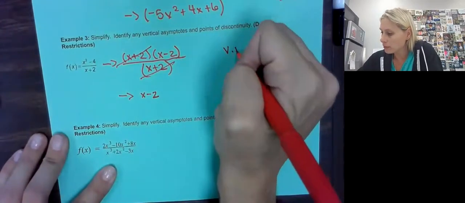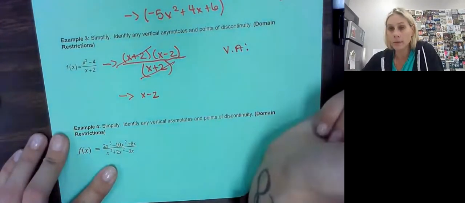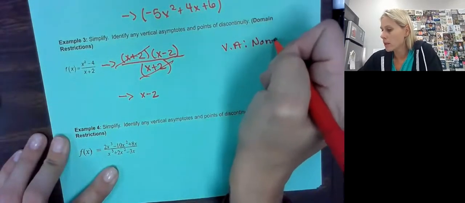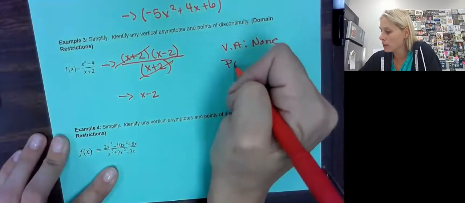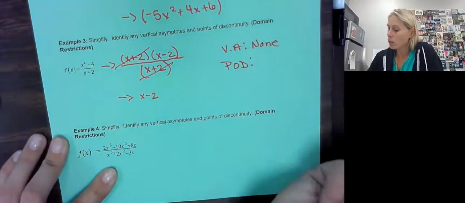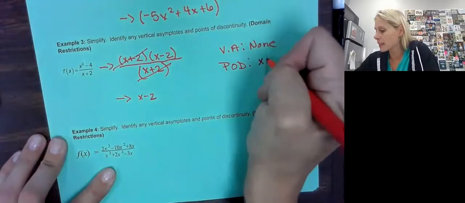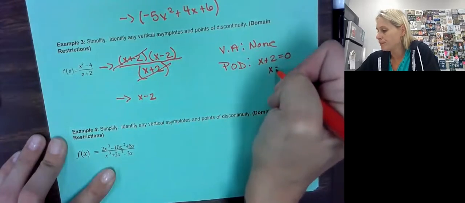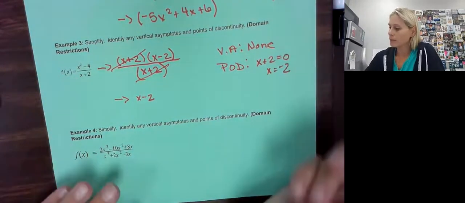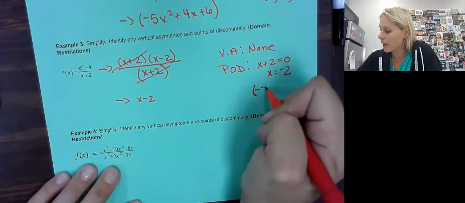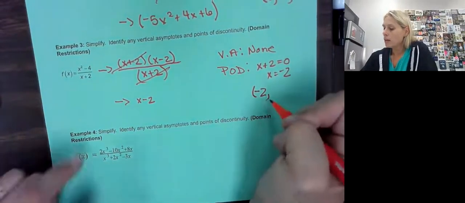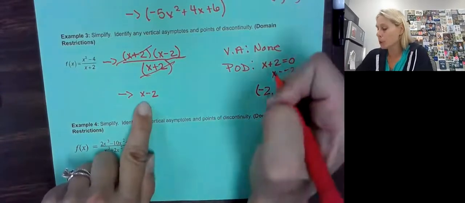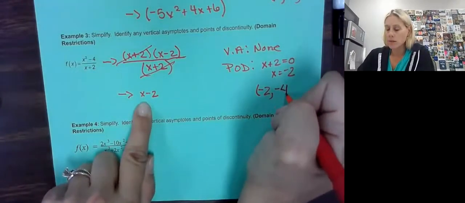Vertical asymptote, well, in the denominator, we don't have a variable, so none. Point of discontinuity. Well, what did we cross off? We crossed off this x plus 2. So we're going to set that equal to 0 and solve. Okay, that is our x value of our hole. Now, where do we plug it in? We plug it in our simplified. So -2 minus 2 is -4.